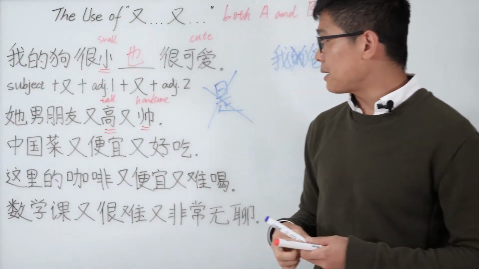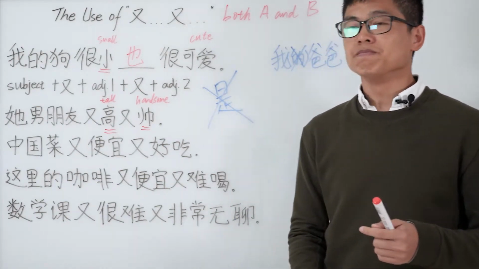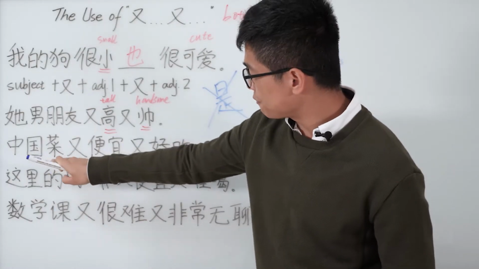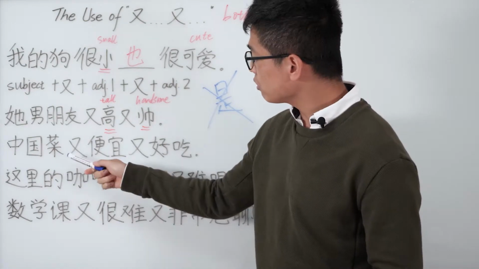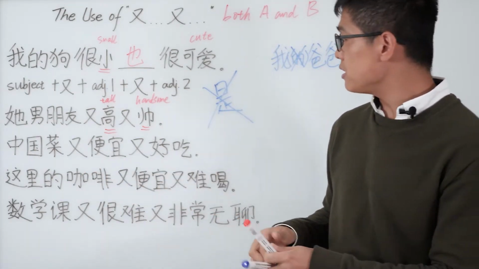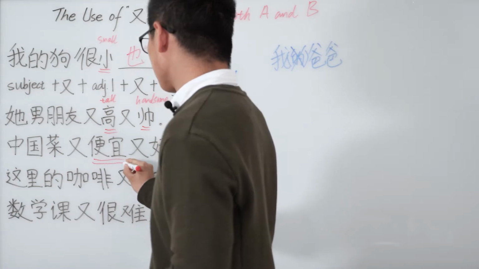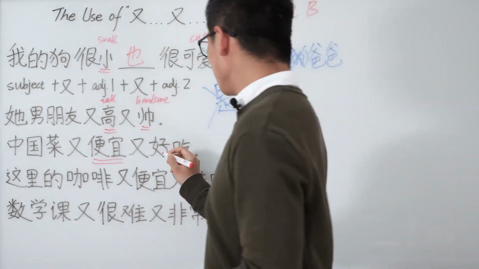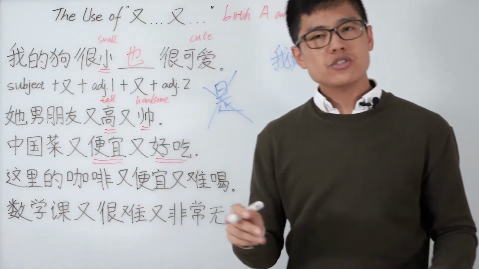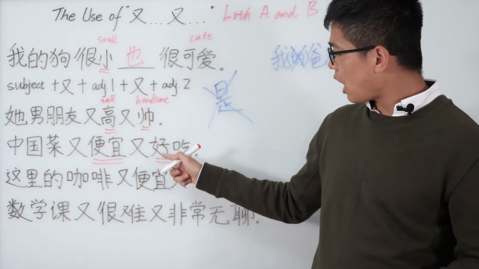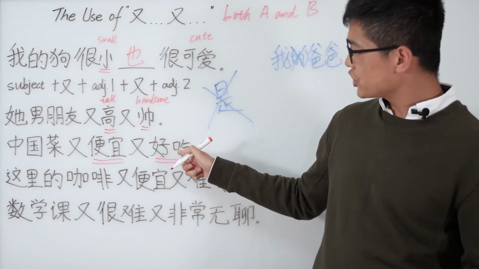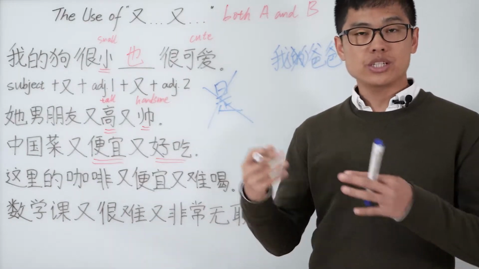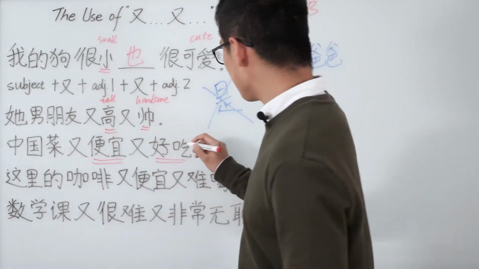Let's look at another example. 中国菜 Chinese food, Chinese dish. 又便宜 adjective number 1. Cheap, right? 又好吃. What is 好吃? 好 is good. 吃 is to eat. 好吃 good to eat. Delicious.